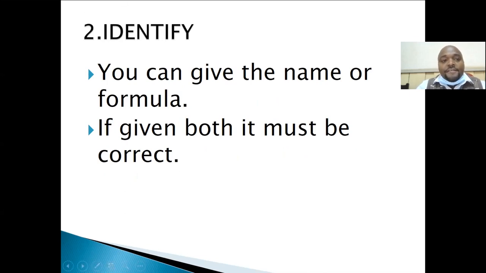Now, when you're told to identify, you can give either the name or the formula. But if it's important you write the two, then both of them must be correct. For example, you can be given a diagram. You are told to identify gas M. If that gas M is hydrogen gas, you can either give H2, which is the hydrogen gas, or you can give the name, which is just hydrogen gas.